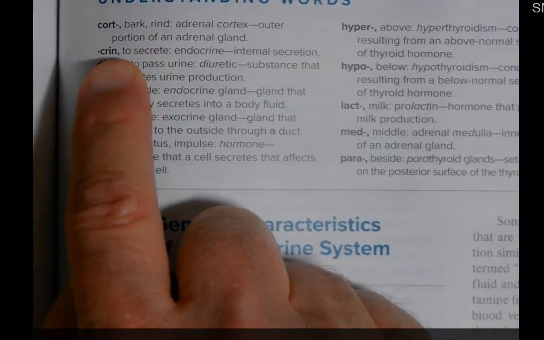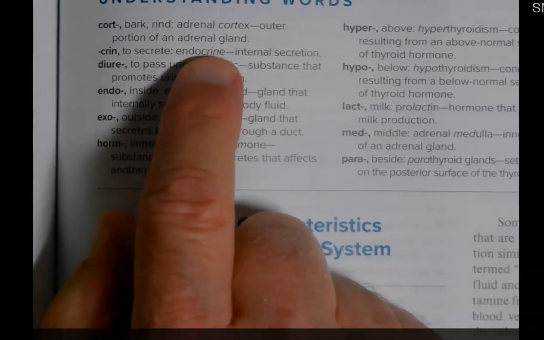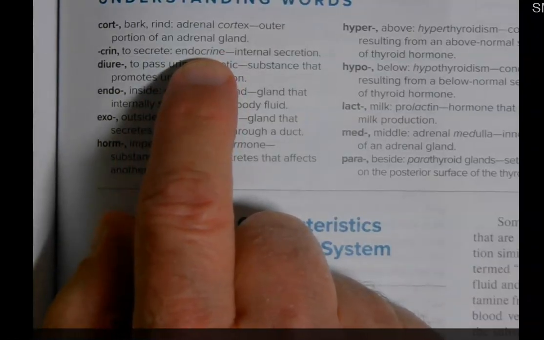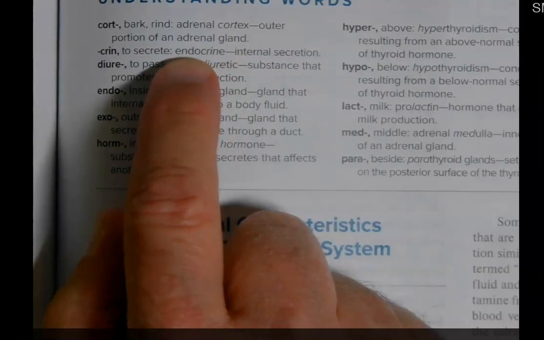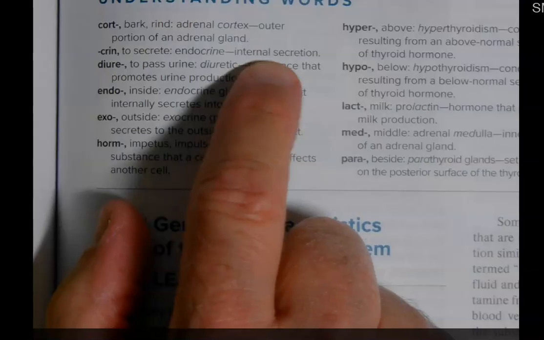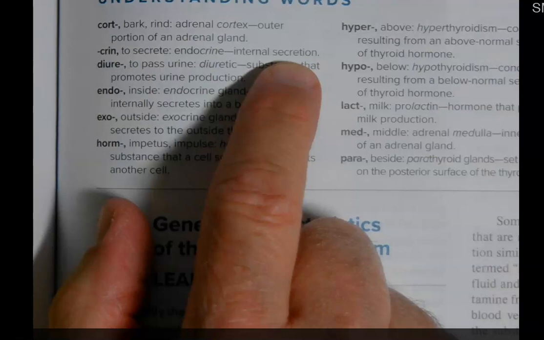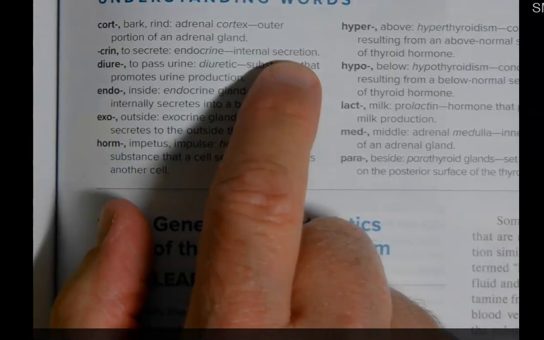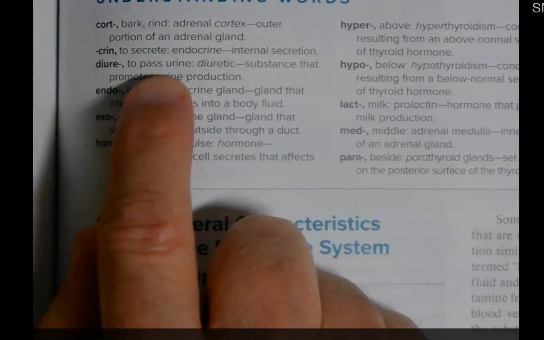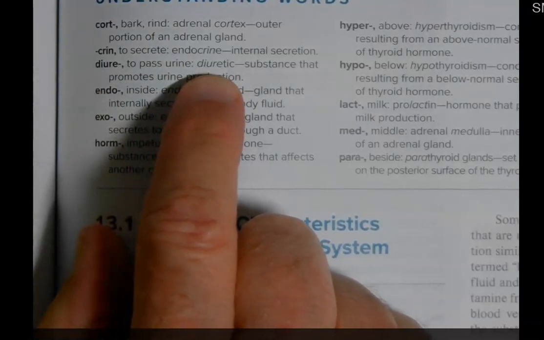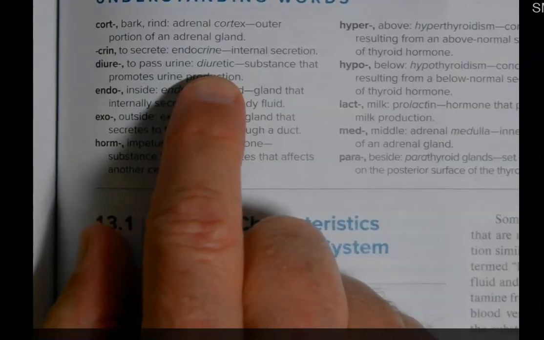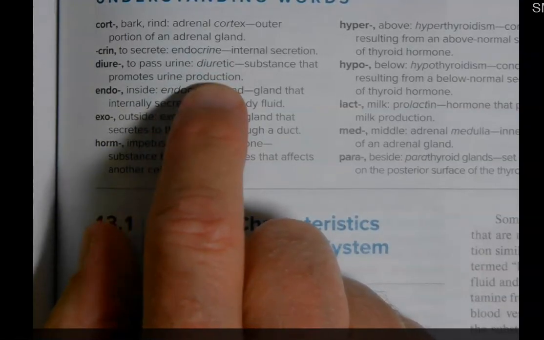Crine means to secrete, and this chapter is devoted to the endocrine system. The endo prefix means within, so it produces internal secretions. We will contrast that shortly with exocrine. You should be familiar with a few exocrine glands already from A&P I, things like sweat glands and tear glands. So we'll see that distinction. Diure is to pass urine. A diuretic, you may already be familiar, is a substance that will promote urine production.